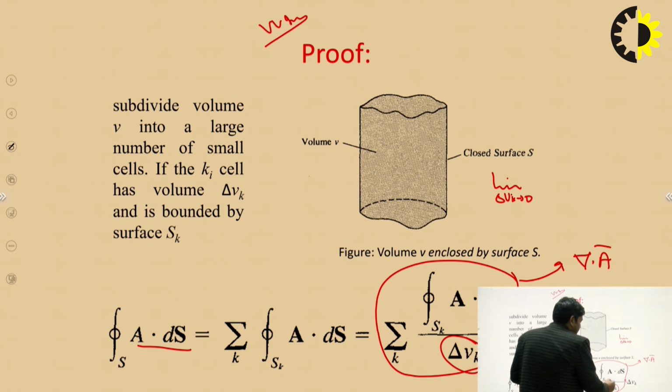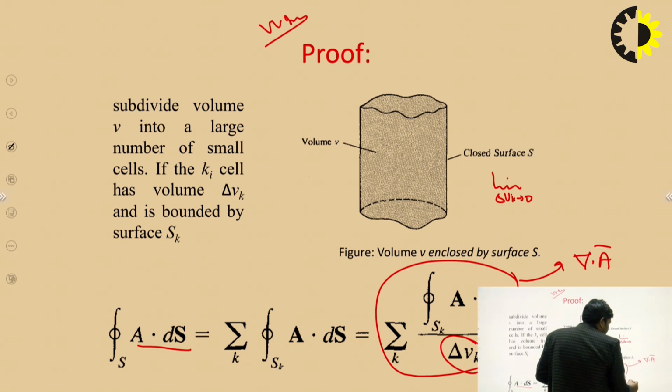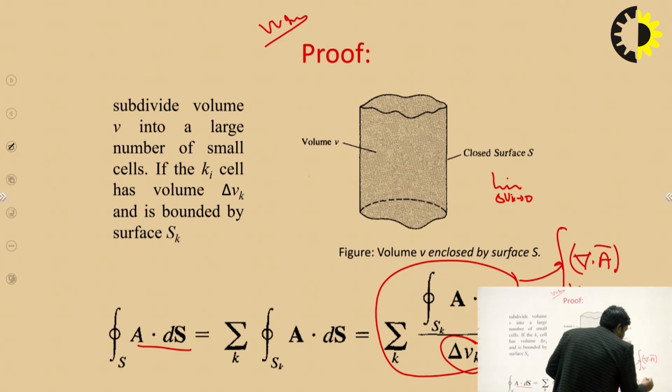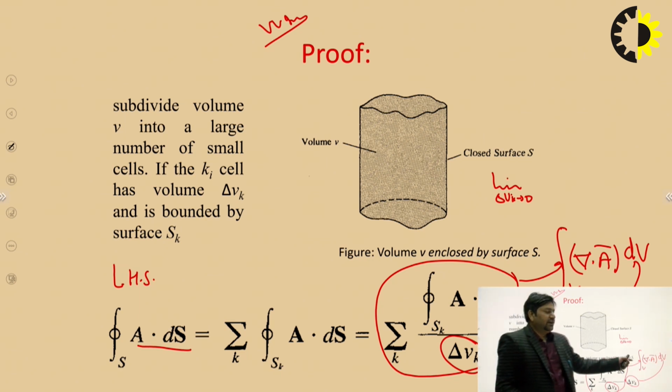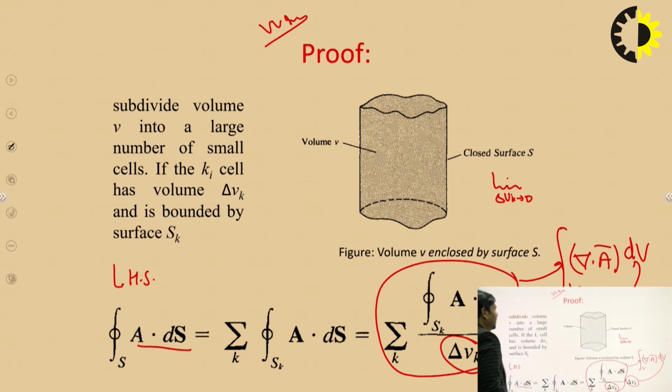This is the divergence of that particular vector, and this is delta Vk. So we easily calculate the volume integral, denoted here by dV. Then the LHS is taken as A dot ds, which produces del dot A dV. So we easily prove the Gauss divergence theorem according to the divergence of that particular vector.